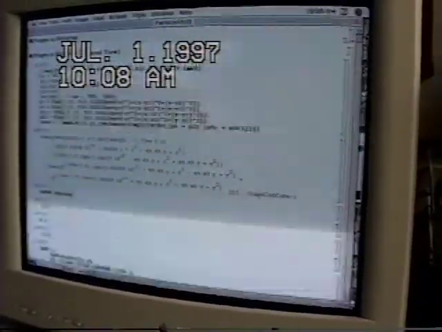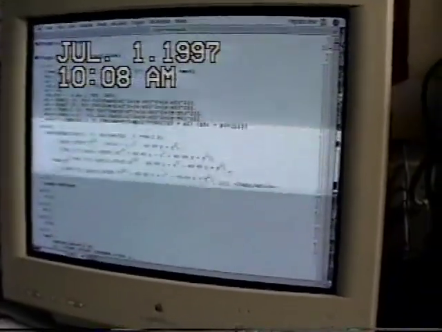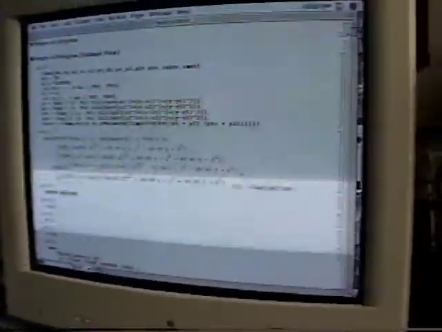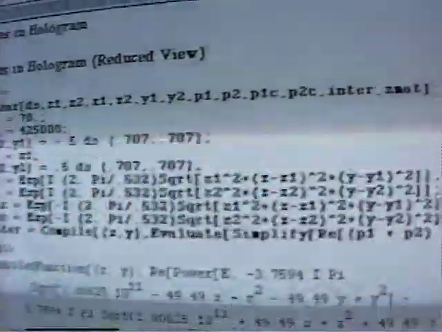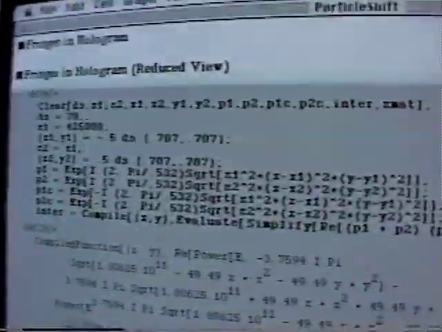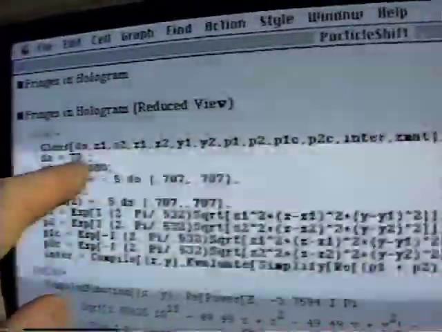Hello, I'm up in my office now, and basically I found the computer program that I wrote in Mathematica a few weeks ago, called Particle Shift. And in this program I calculate the fringe spacing that the hologram should have for a given pinhole offset. And for example, with a pinhole offset of 70 microns, I have plotted a graph down here showing the fringes in the hologram and what it should look like.